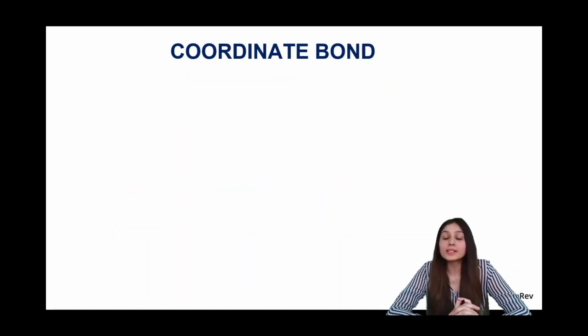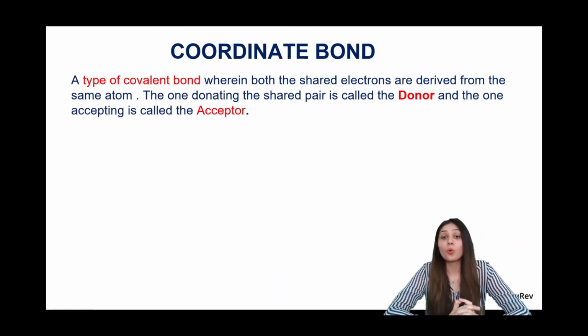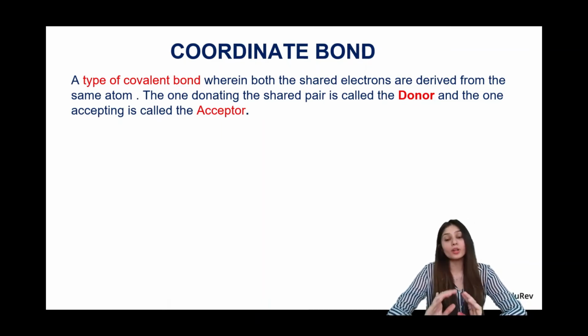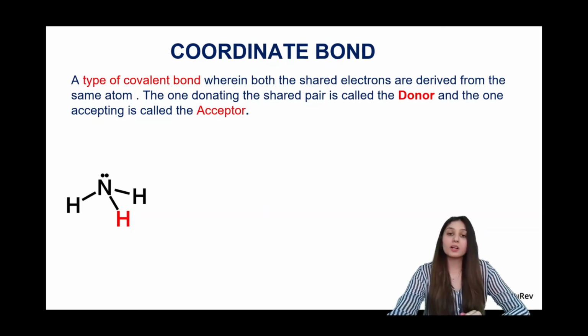Now let's know what is a coordinate bond, okay? So a coordinate bond is exactly the same as what you called a covalent bond, because here also we have a sharing of electrons between two atoms, right? But the difference is that in covalent bond, we have the shared pair which is donated by one from each atom, right? Whereas in this case, the shared pair of electrons, both the electrons are donated by one atom, okay, and it is shared between the two different atoms, right? The one which is donating is called the donor, of course, and the one which is accepting is called the acceptor.